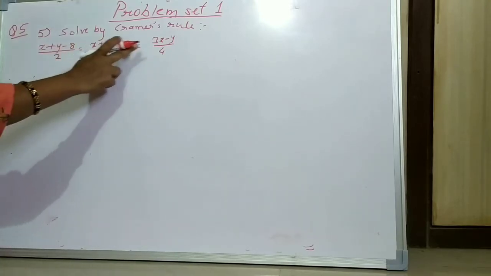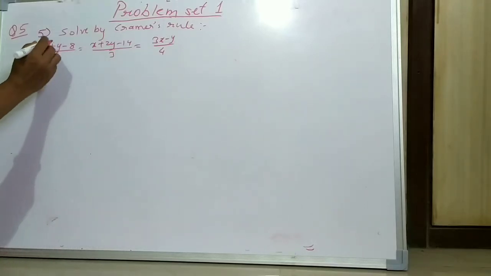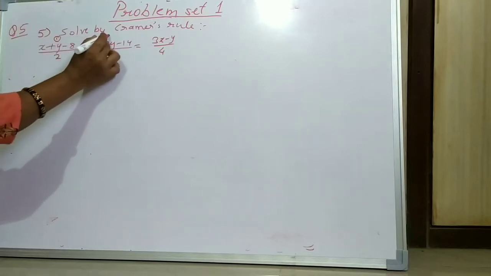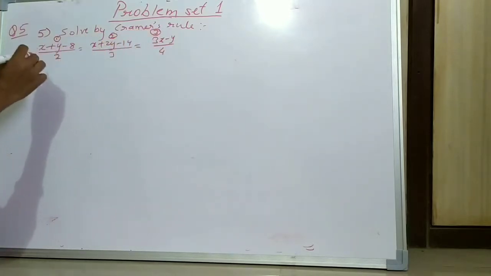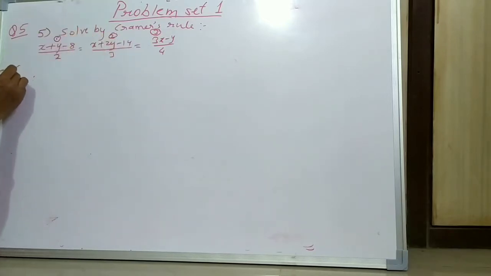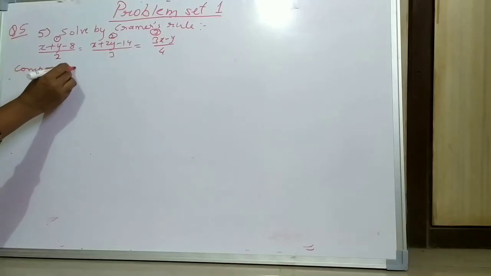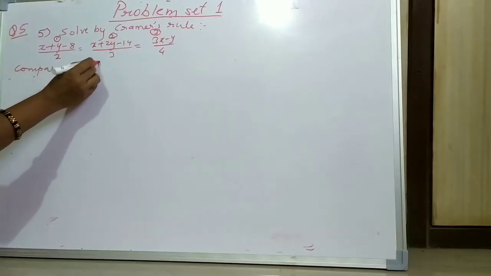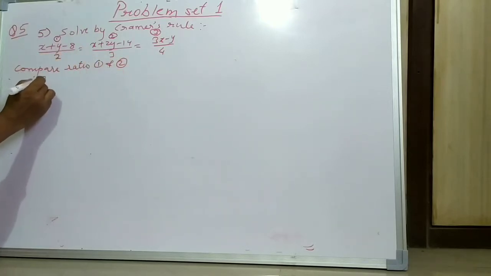Now there are three ratios I have given. First you have to rearrange these equations into simultaneous linear equations in two variables. So this is the first ratio, this is the second ratio, this is the third ratio. Either you compare first and second, second and third, or first and third. So we will compare ratio 1 and 2.